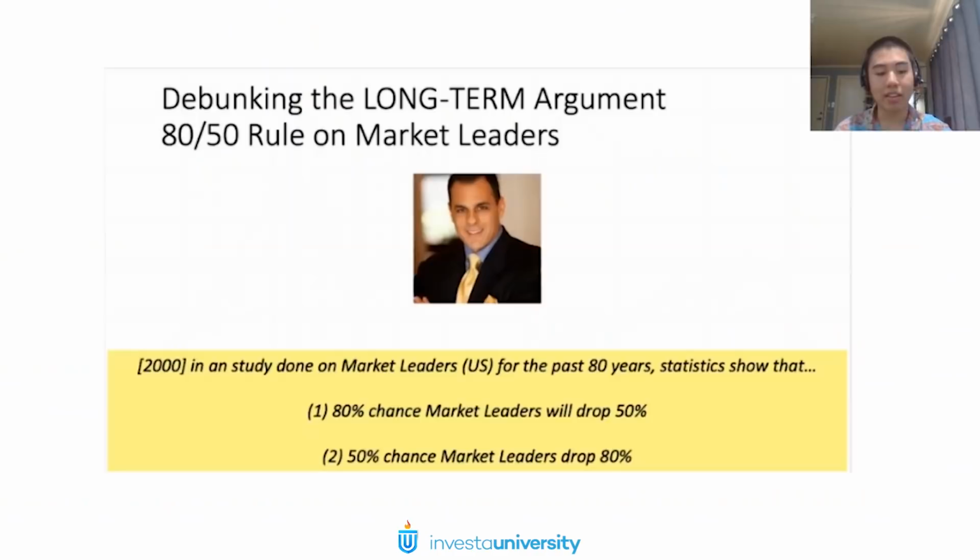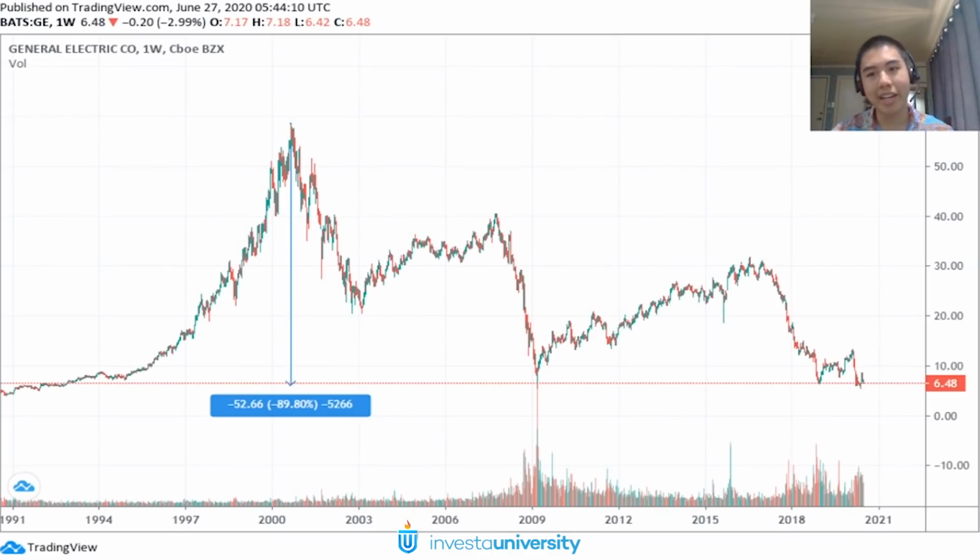But so, what happened? His discovery was, number one, 80% of the time, there's an 80% chance that market leaders will drop 50%. So, may 80% na chance na yung mga malalakas na stock babagsak na 50% kapag nag-market top na. Kapag nag-top tas bumagsak. And there's a 50% chance, number two, there's a 50% chance na itong mga malulupit na stocks na to will drop 80% after it makes a top. So, let me show you guys an example.